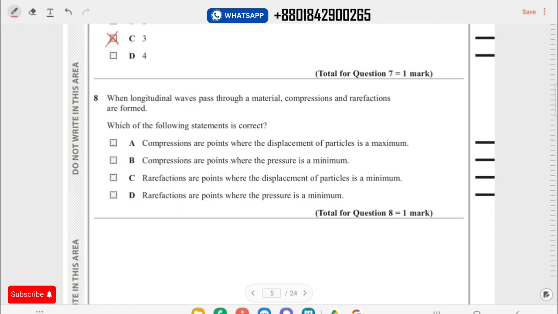Last point, rarefactions are points where the pressure is a minimum, which is completely correct. Compressions are the points where the pressure is maximum, and rarefactions are the points where the pressure is minimum, which means option D is the correct answer.